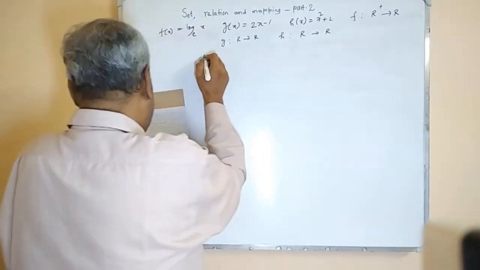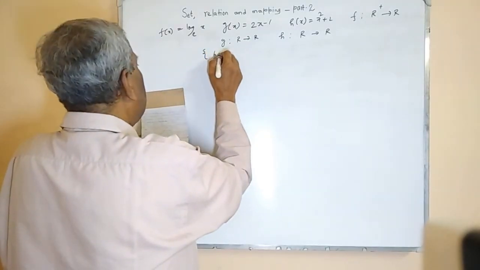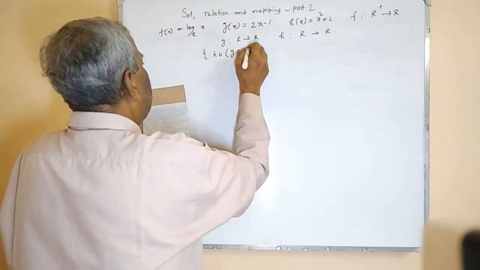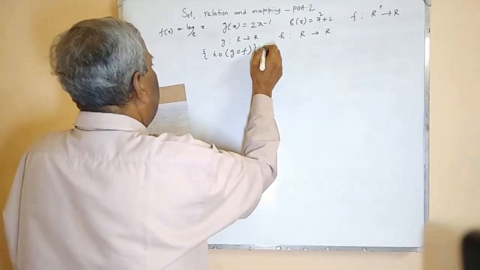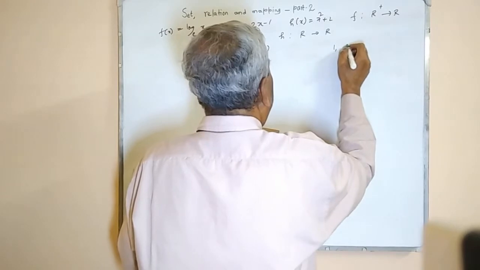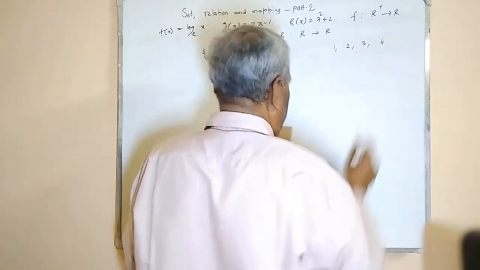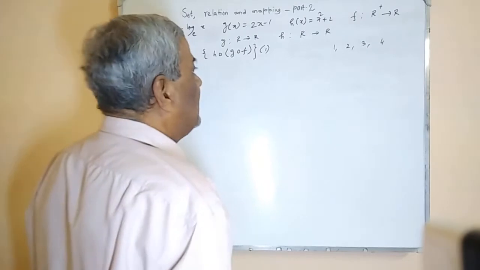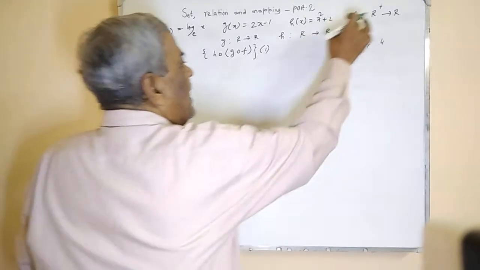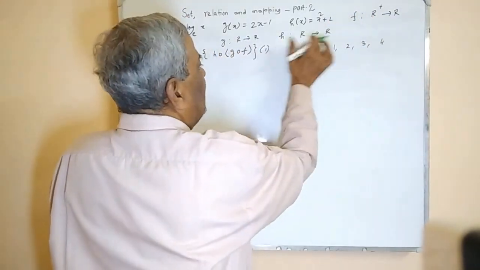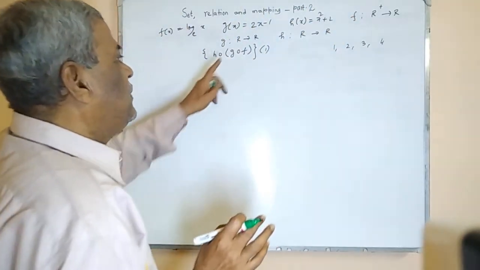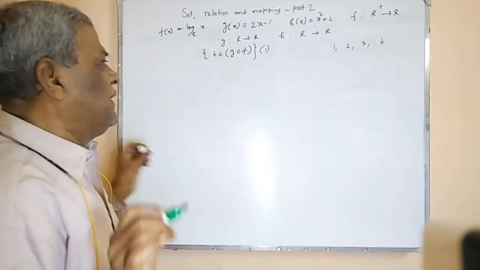Then h composition g composition f of 1, and 1, 2, 3, 4 are the options. Three functions are defined here. One function f from R plus to R, g from R to R, and so on. Log x, g(x), h(x) are given. Then we have to find this value. This problem is very simple.